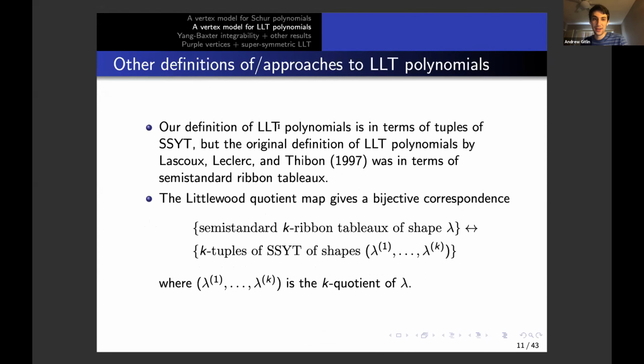Okay, going even further back in time, the very first definition of LLT polynomials was in terms of semi-standard ribbon tableau. And the relationship between our definition and the semi-standard ribbon tableau definition is through the Littlewood quotient map, which gives a bijection between semi-standard ribbon tableau and k-tuples of semi-standard Young tableau of the given shapes.